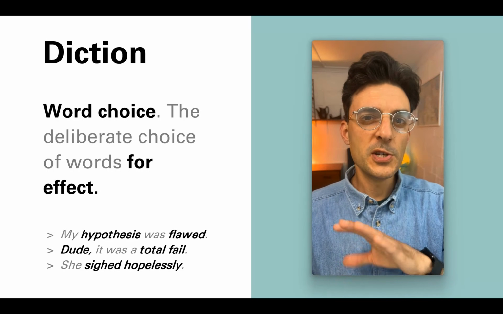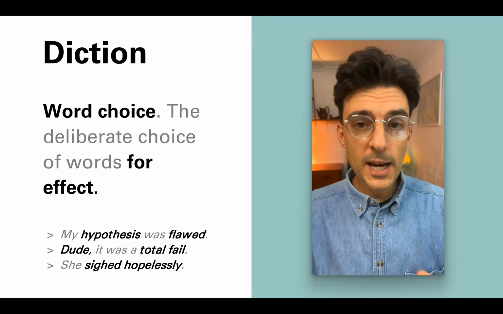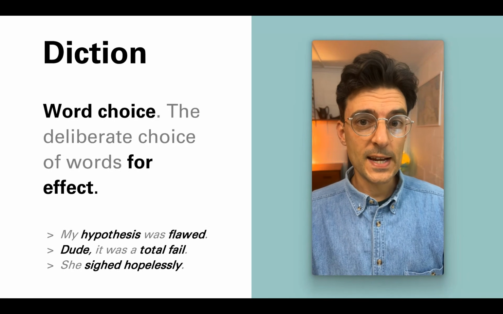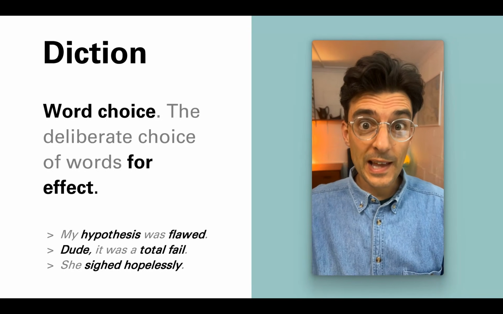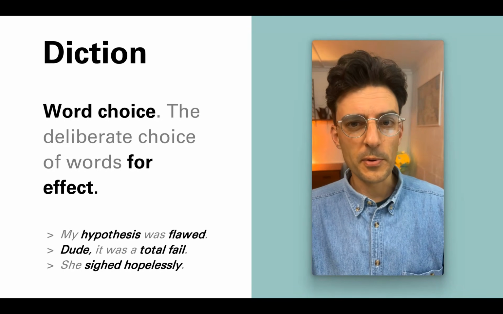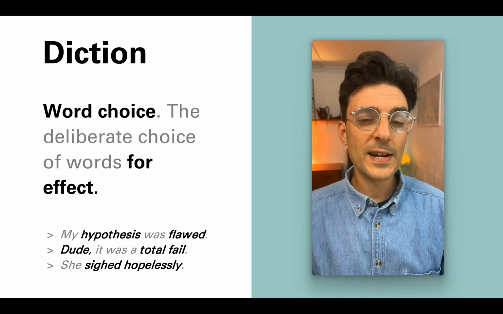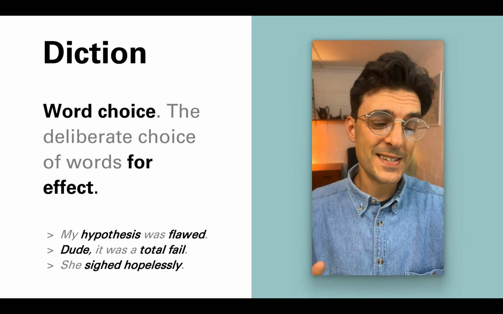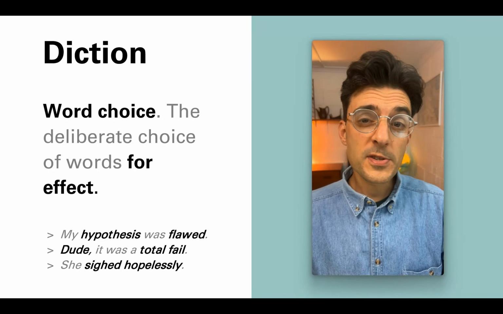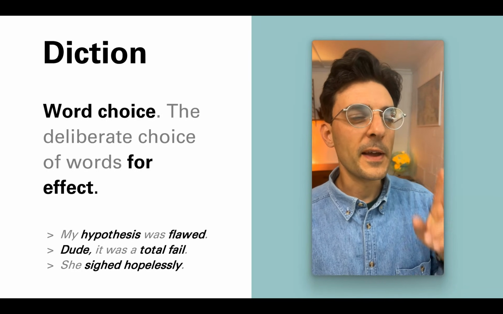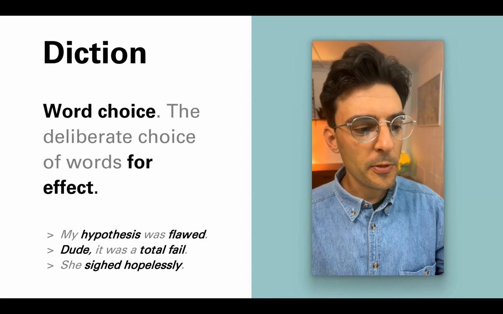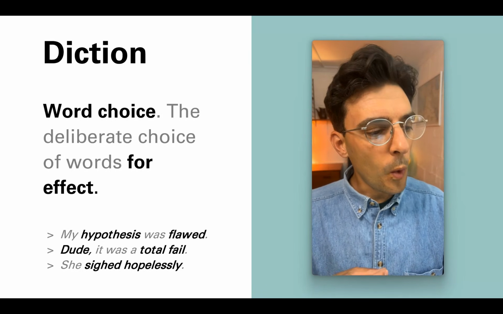What this allows you to do is zero in on any word that is being used in a text, discuss it, and call it diction, which means you're discussing a language feature, which is no doubt going to impress the marker. So let's look at 3 examples of where we could discuss diction. My hypothesis was flawed. Now, 2 words in there I'm going to zero in on and consider the diction. Hypothesis and flawed.